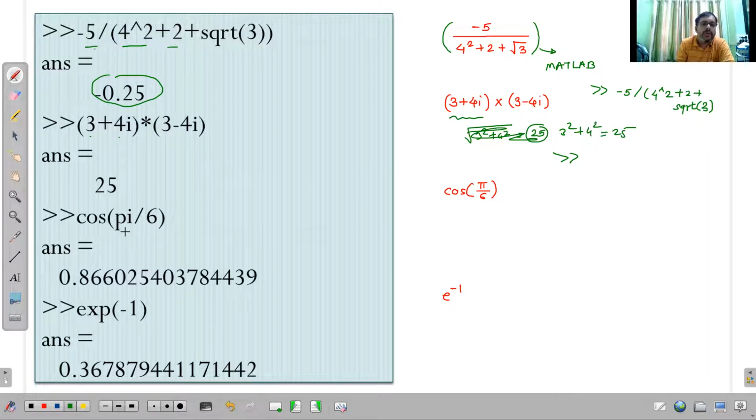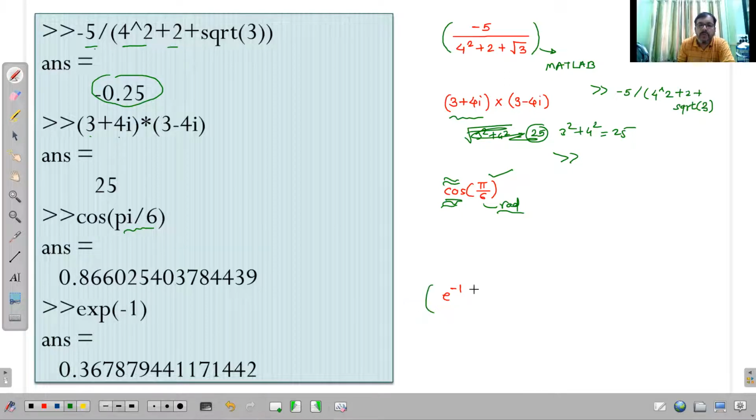I want to calculate the cos of a particular angle. So cos is the command, and in the bracket what is given is pi by 6, which is in terms of radian. It is not in degree, it is in radian. So whenever you are using cos, start the round bracket, and inside that you can type pi by 6. So you will get the answer of cos of pi by 6.